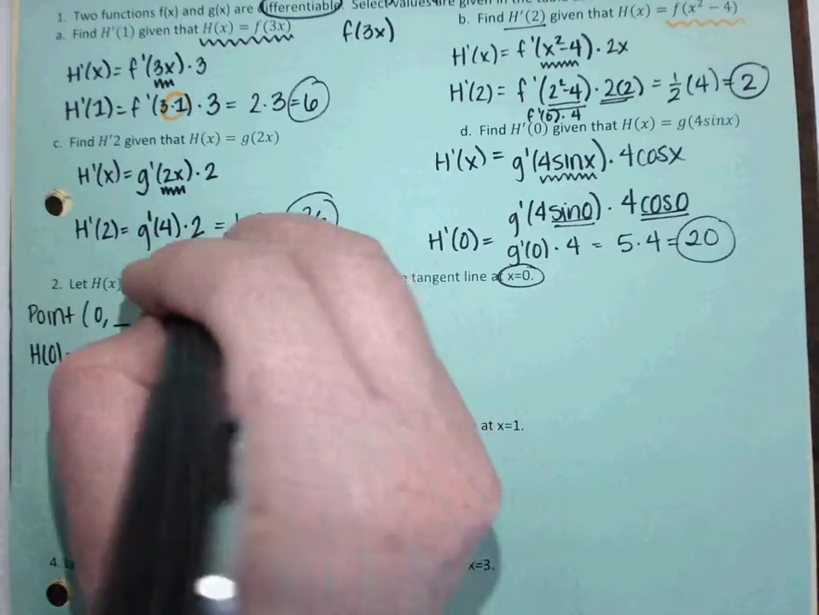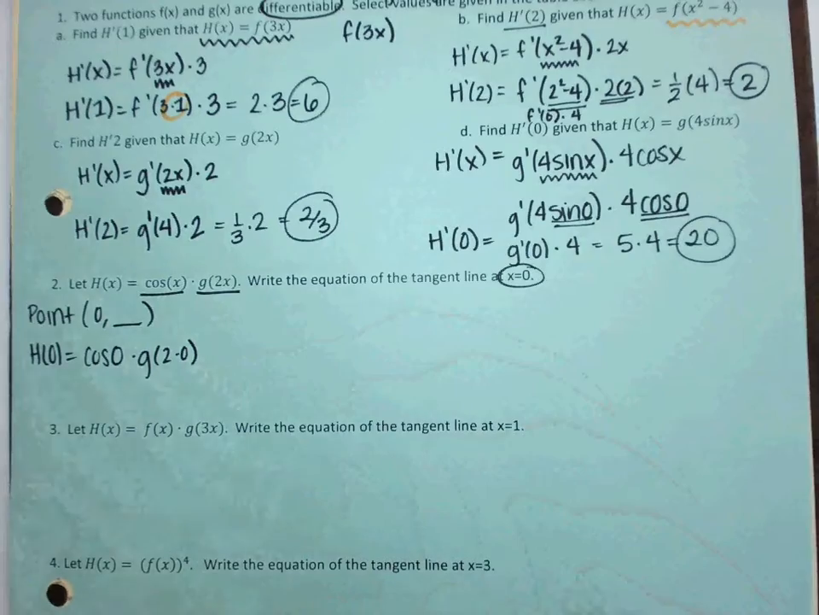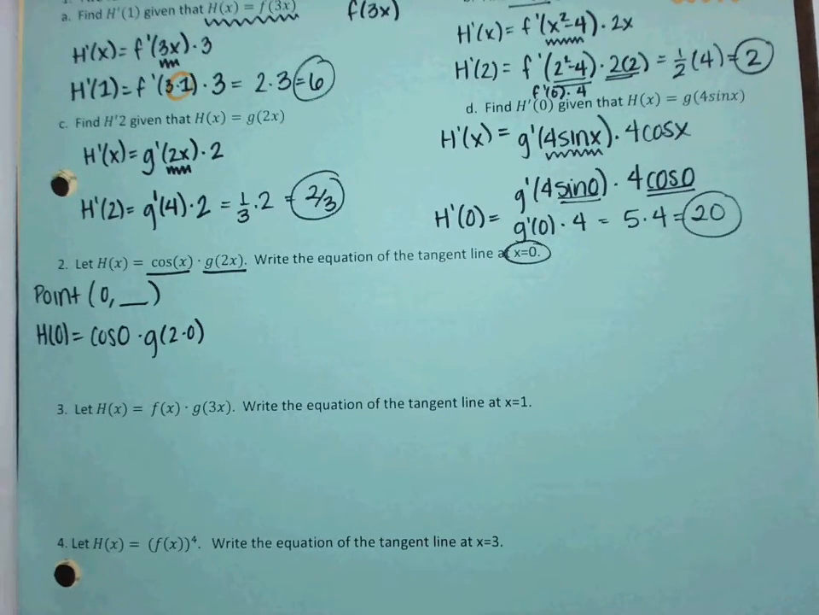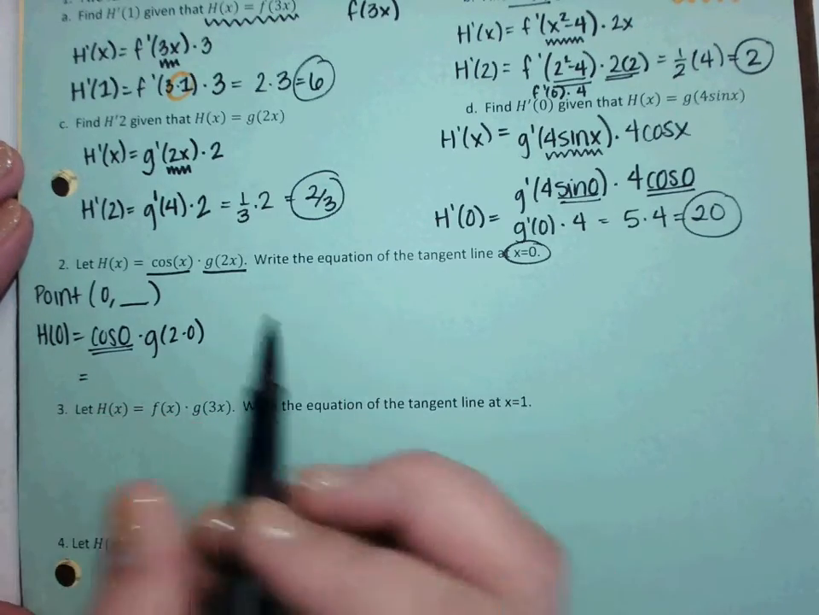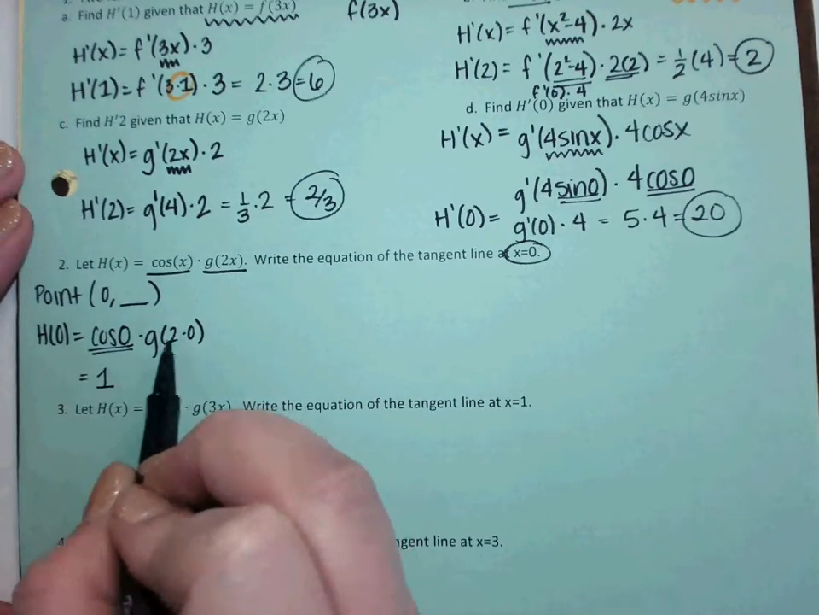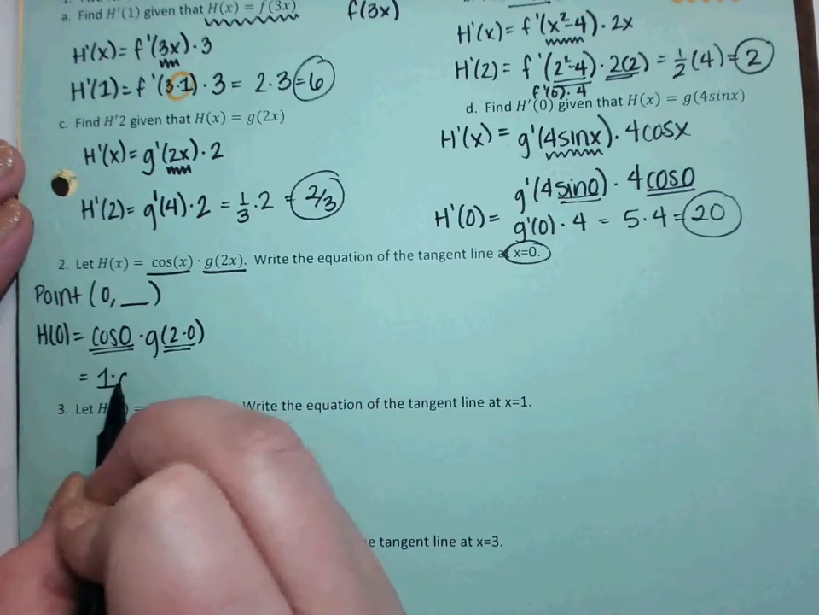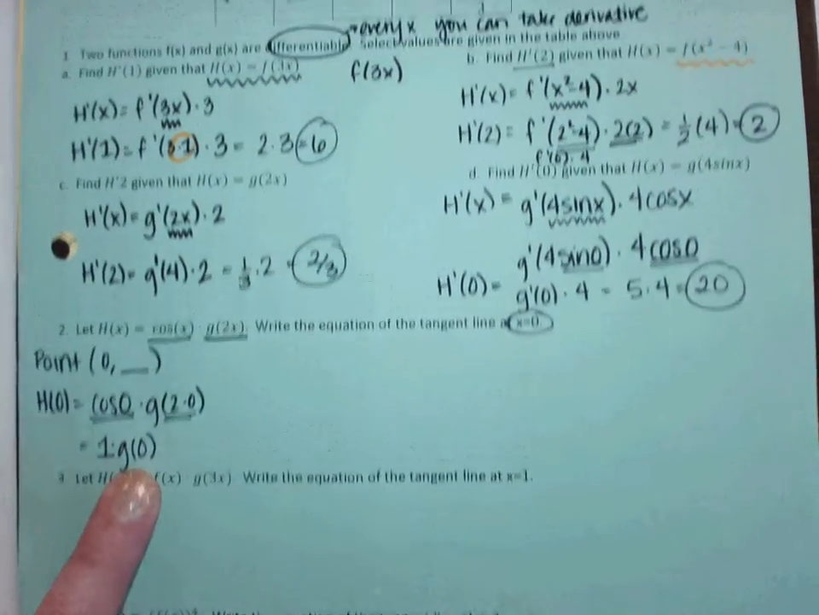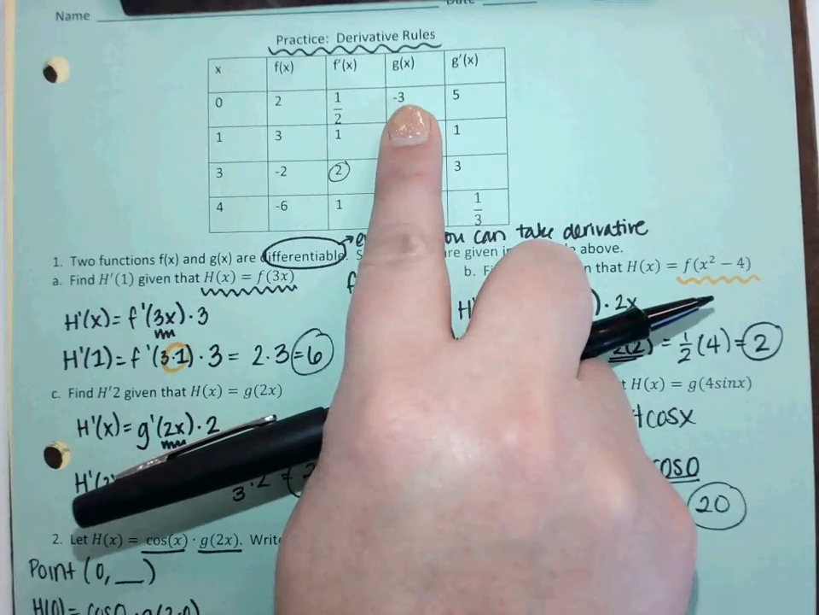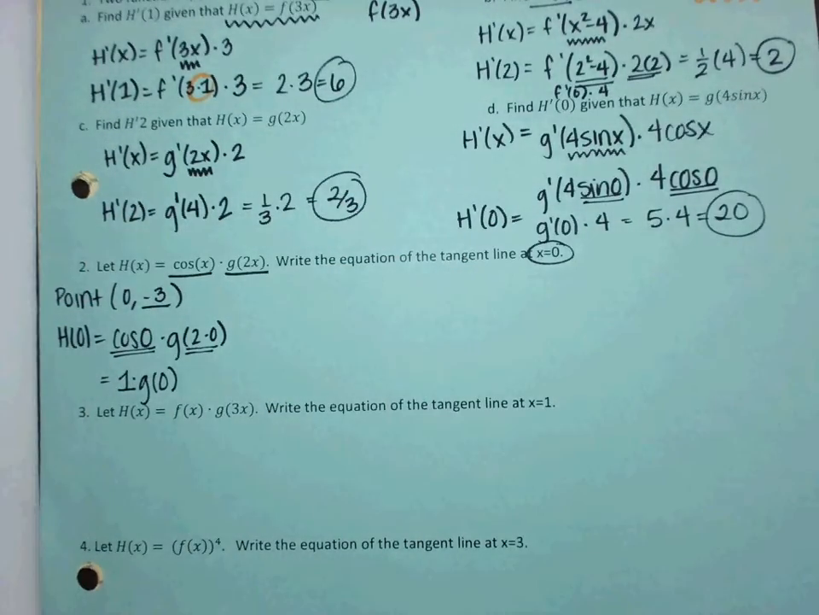Well, that's cosine 0 times g of 2 times 0. And then remember, you're going inside out. So cosine of 0, what do I get here? 1. And then 2 times 0 in here, what do I get? Then I just want g of 0, not g prime, regular g. So look at your chart. At 0, what is g of 0? -3. So I'd have 1 times -3, which is -3. Okay, we have our point.